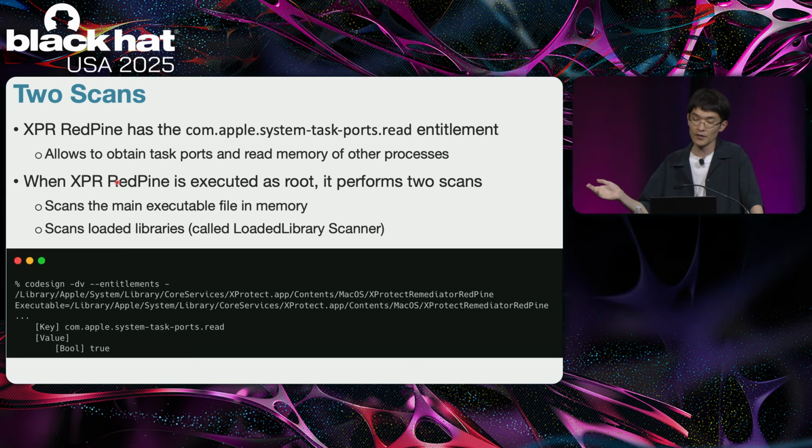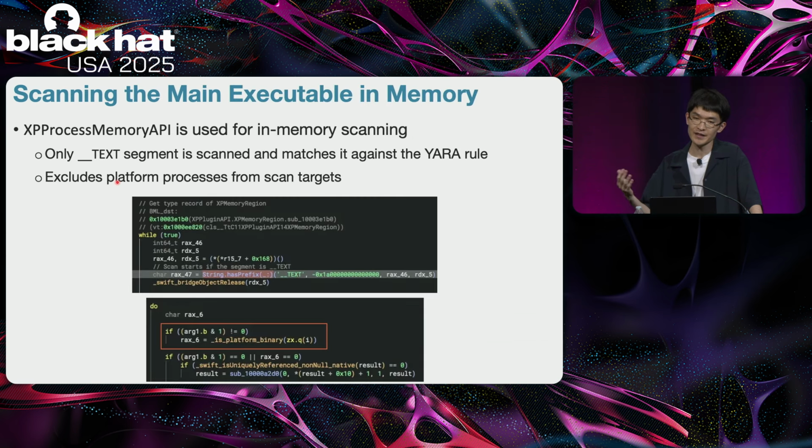The latter is called the loaded library scanner. The first scan checks whether a memory executable matches the YARA rule. In this scan, platform processes are excluded from the scan targets.